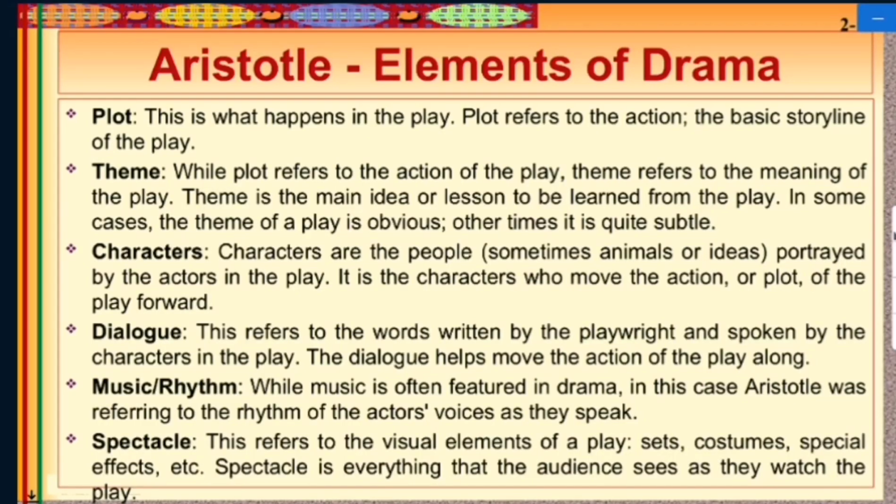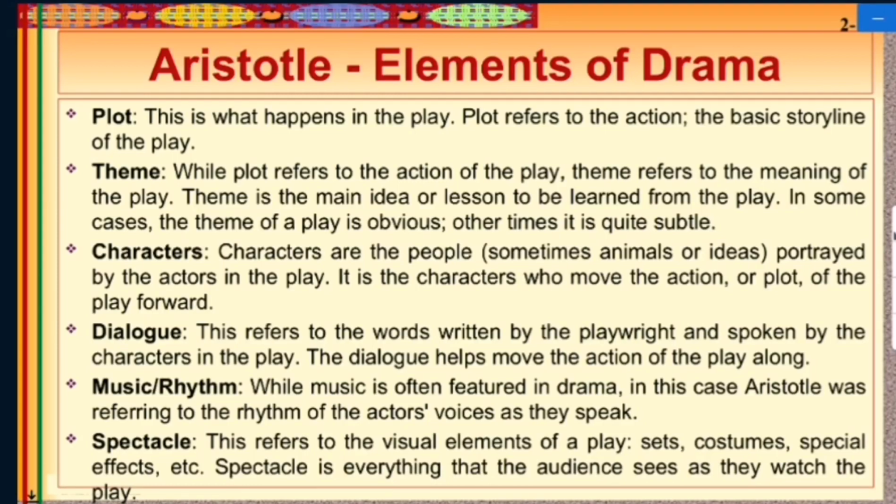character and characterization. Dialogue. This refers to the words written by the playwrights and spoken by the characters. The dialogue helps move the actions of the play along. The fifth one is music or rhythm. While music is often featured in drama, in this case Aristotle was referring to the rhythm of the actor's voice as they speak. So the actor's voice is also very important while acting in a drama.